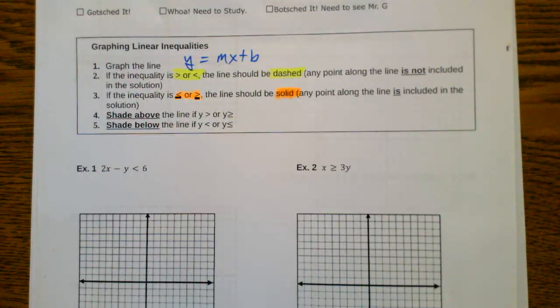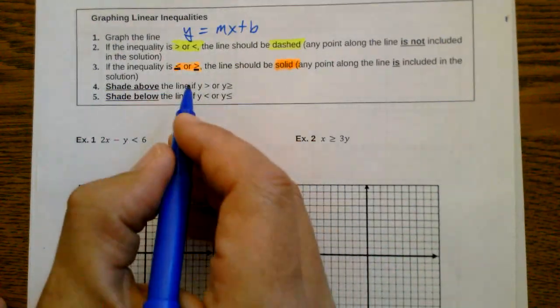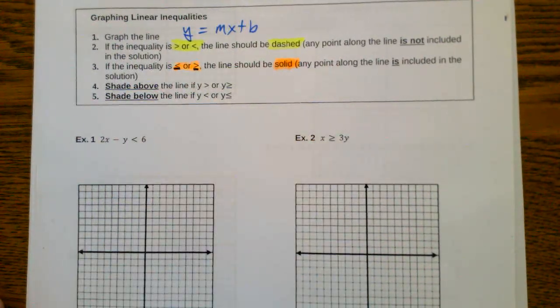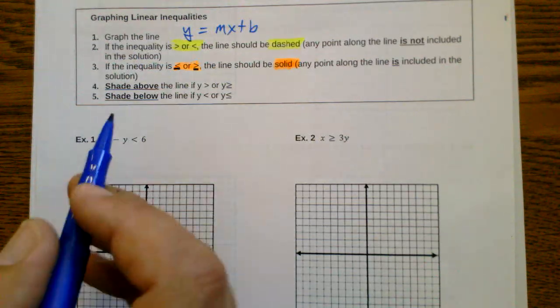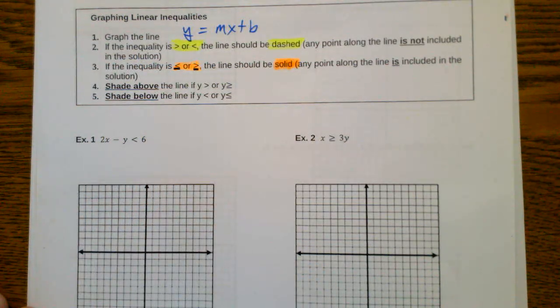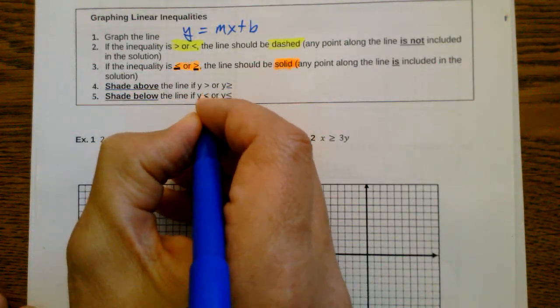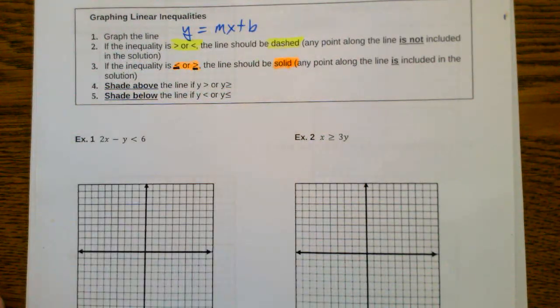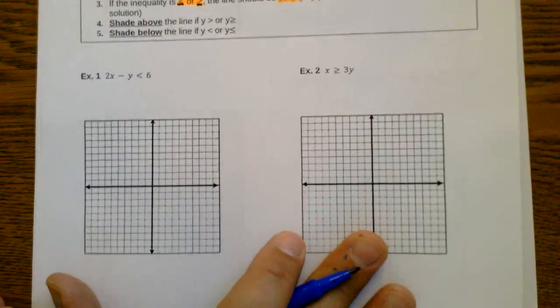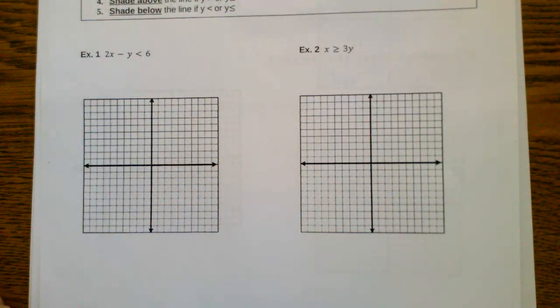The last thing we'll do is our shading. If it's greater than or greater than or equal to, we're going to shade above. And if it's less than or less than or equal to, we're going to shade below. So again, anytime the symbol looks like an L, it's below, below, below. So here we go, we've got example one: 2x minus y is less than 6.